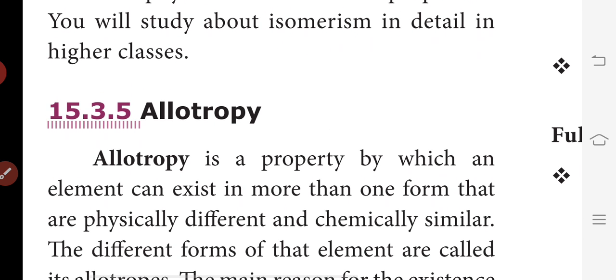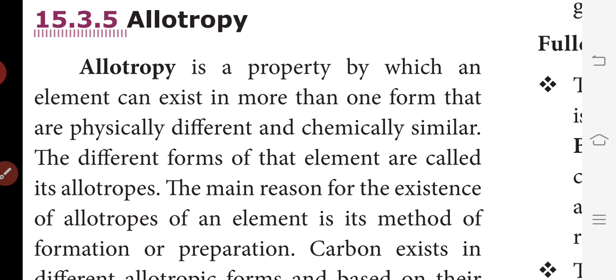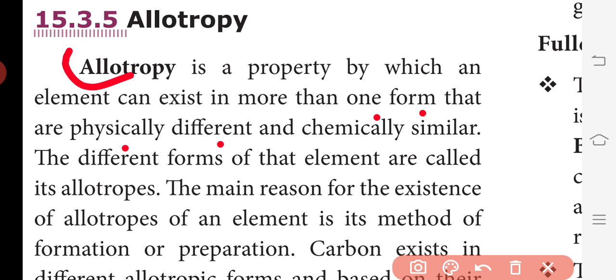So next is allotropy. This is also an important 2 mark question, children. What is allotropy? Allotropy is a property by which an element can exist in more than one form that are physically different and chemically similar. Different forms of an element are called its allotropes. So allotropes means physically different, chemically similar.